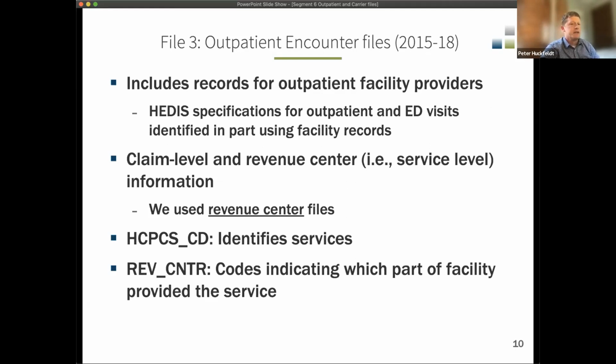And so for this analysis, we use the revenue center files. And the key fields that we used were, again, similar to the carrier file. We identified services using the HCPCS code on a given revenue center line. And then we used the revenue center codes, which indicated which part of a facility provided a given service. And specifically, did this service occur in an emergency department?